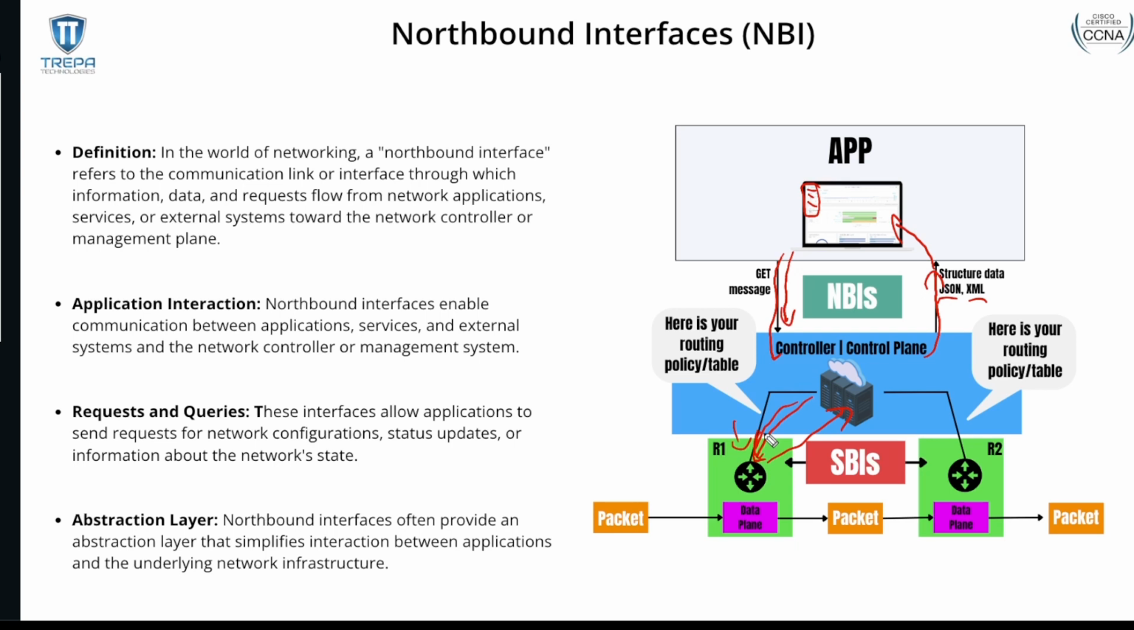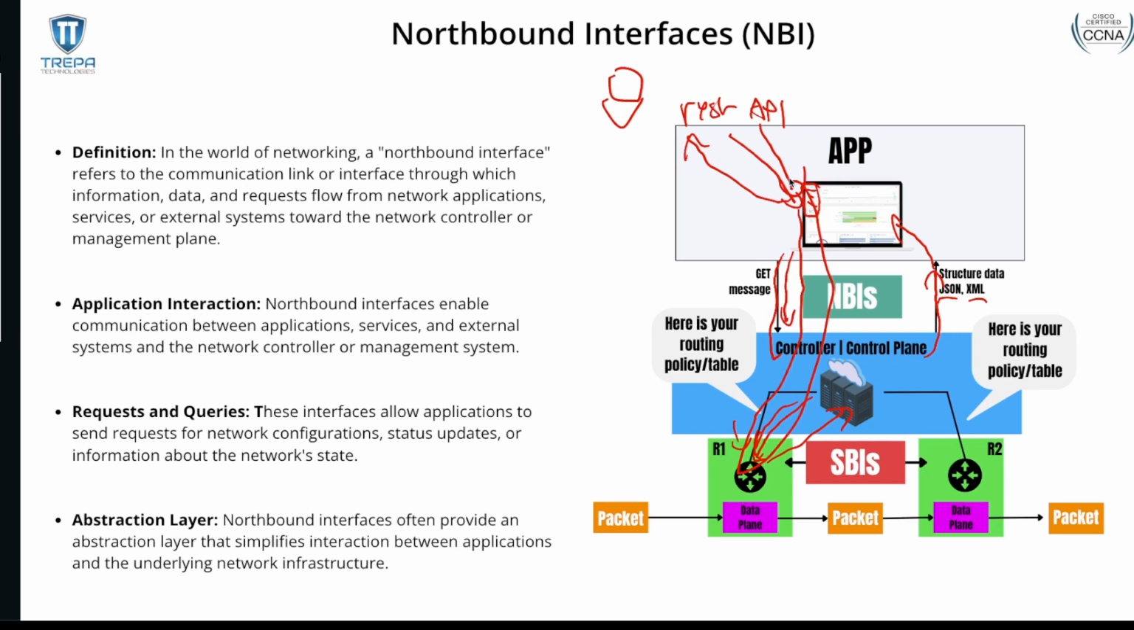So northbound interfaces enable communications between applications, services, and external systems. So even beyond this DNA Center, maybe I just code up a REST API to get information from DNA Center on my local computer. That's also a northbound API technically. And that flow goes like this. Hey, DNA Center, send back to me this information. I want it locally for whatever reason, right? And then it goes and gets that information and comes all the way back up, okay?